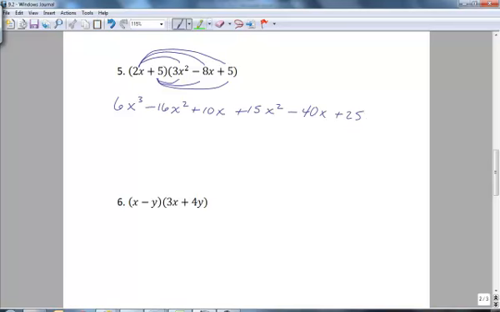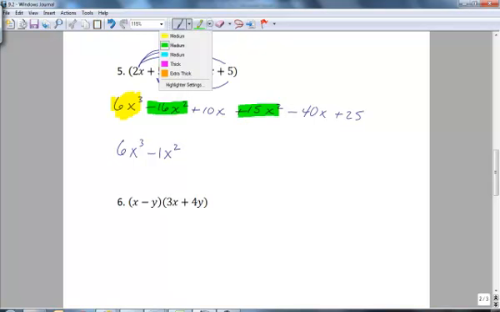So our final step is going to be to add our like terms. First is 6x cubed, and there's nothing like it, so that's just going to be dropped down to our answer line. The next is -16x squared. What's like that is positive 15x squared. With these, we're going to add our coefficients, and we'll leave the variable exponents the same. So -16 plus 15 is -1x squared. You don't have to write that 1 if you don't want to.